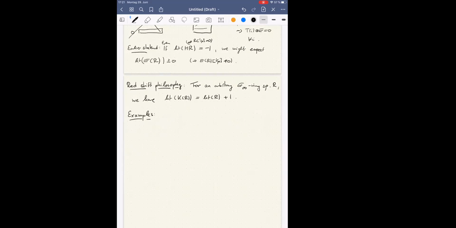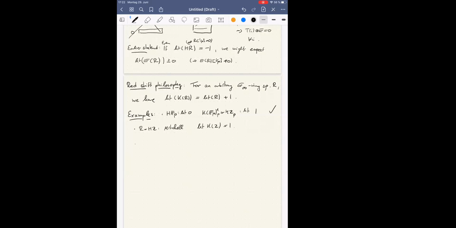Okay, so one example we already saw. HFp has height 0, while K of Fp, and it's just p-complete because it doesn't change the notion of height, is HCp, and this has height 1. So this is check. The case of R equals HZ is due to Mitchell. So he showed the height of the K theory of Z is 1.